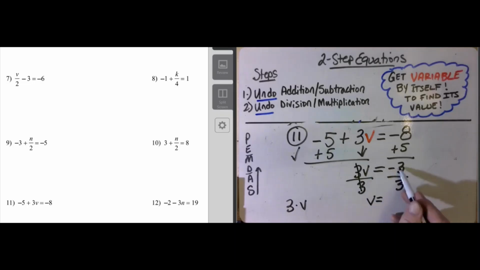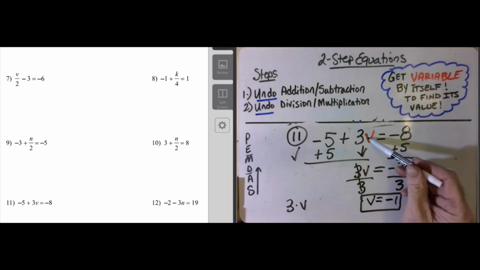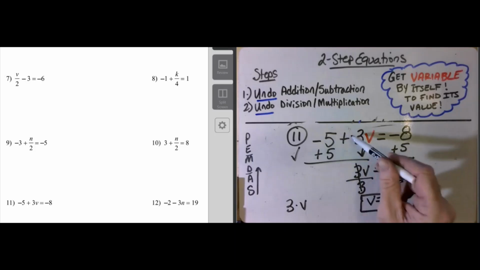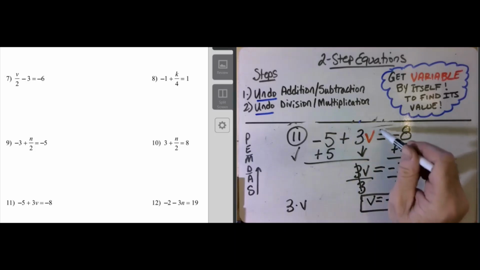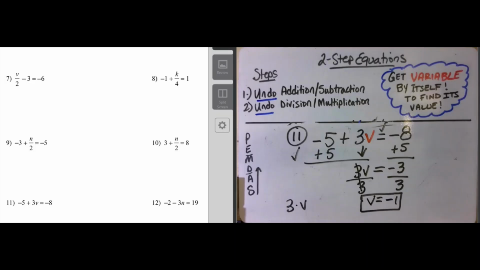Negative 3 divided by 3 is a negative 1. V equals negative 1. Let's go ahead and plug it in. So 3 times a negative 1 is a negative 3. Negative 5 plus a negative 3 is a negative 8. Negative 8 does equal a negative 8, so we know we are correct. That is number 11. Let's move on to the last one.